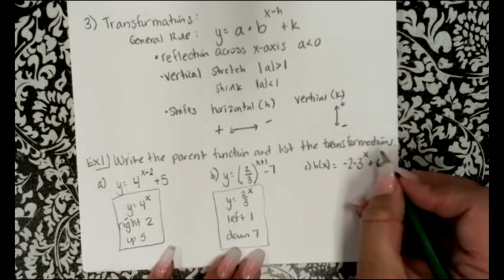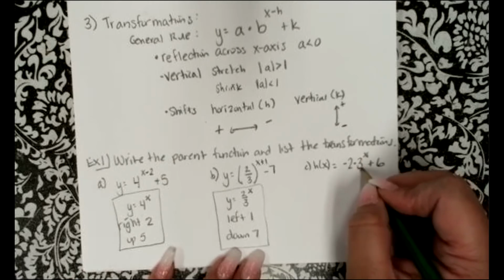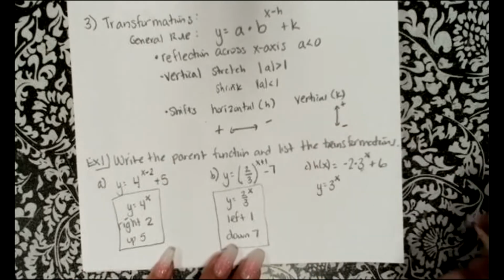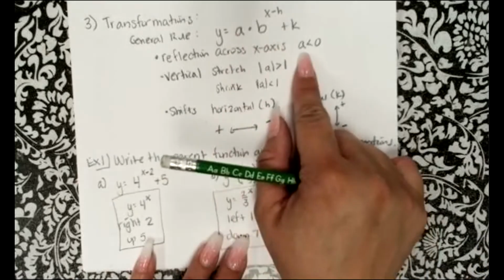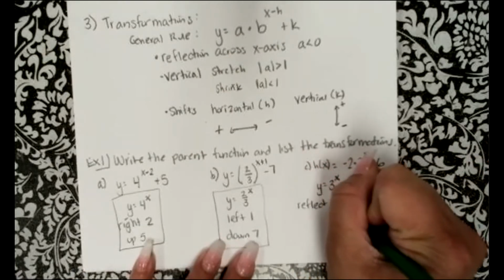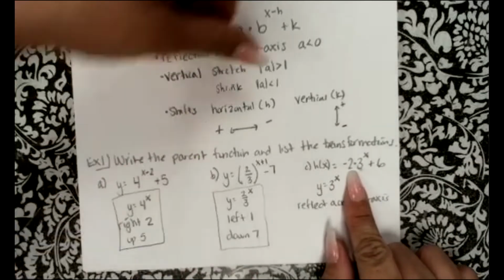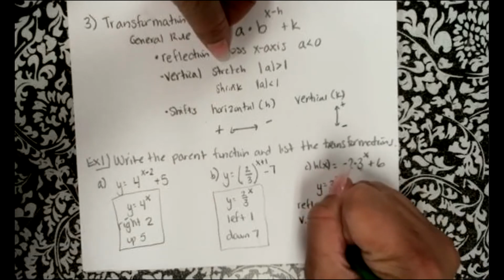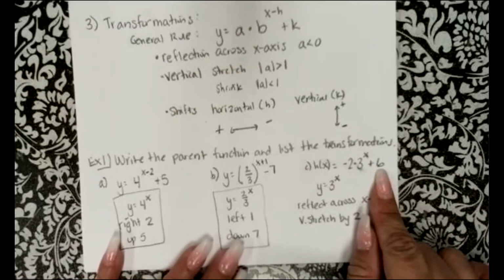Be careful on this one. The parent is whatever base is raised to the exponent. So that's going to be your parent right there. It's just 3 to the x. Now on this one, because it is a negative in the very front, the a value is negative. It's going to be reflection across the x-axis. Now the number 2, because the number 2 is greater than 1, that's going to be a stretch by 2. A vertical stretch by 2. And the plus 6 on the outside means up 6.